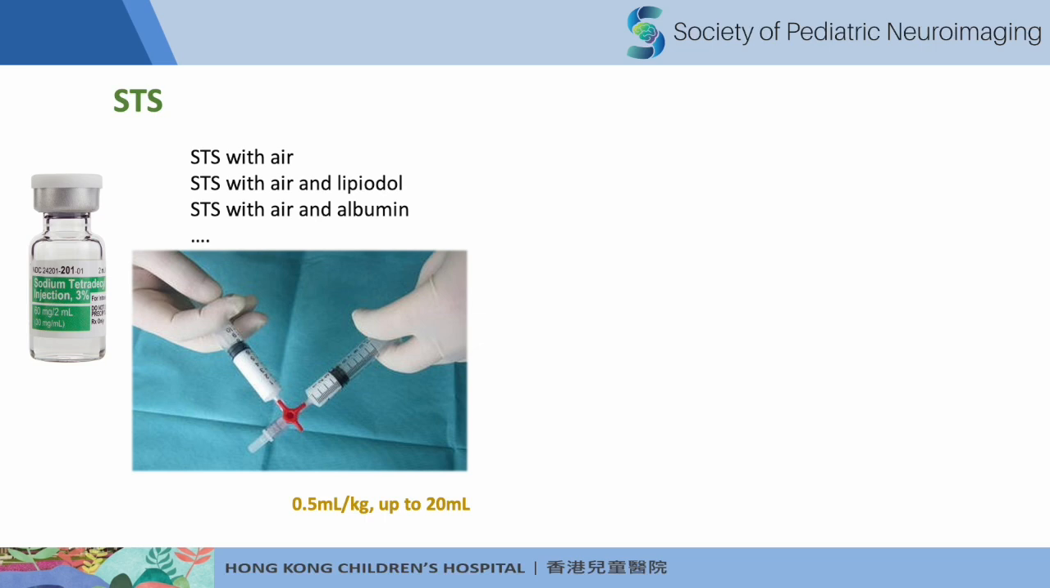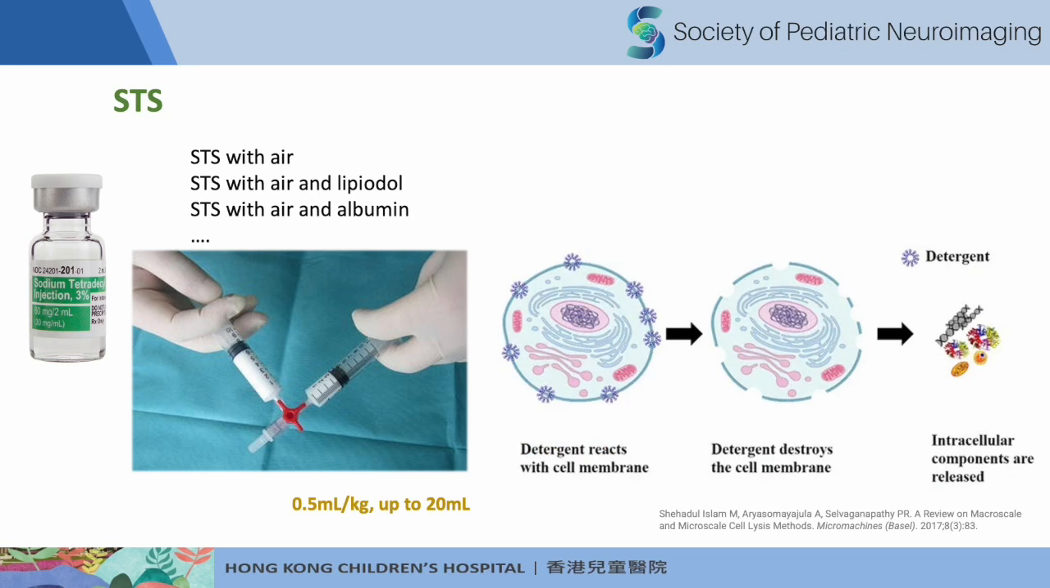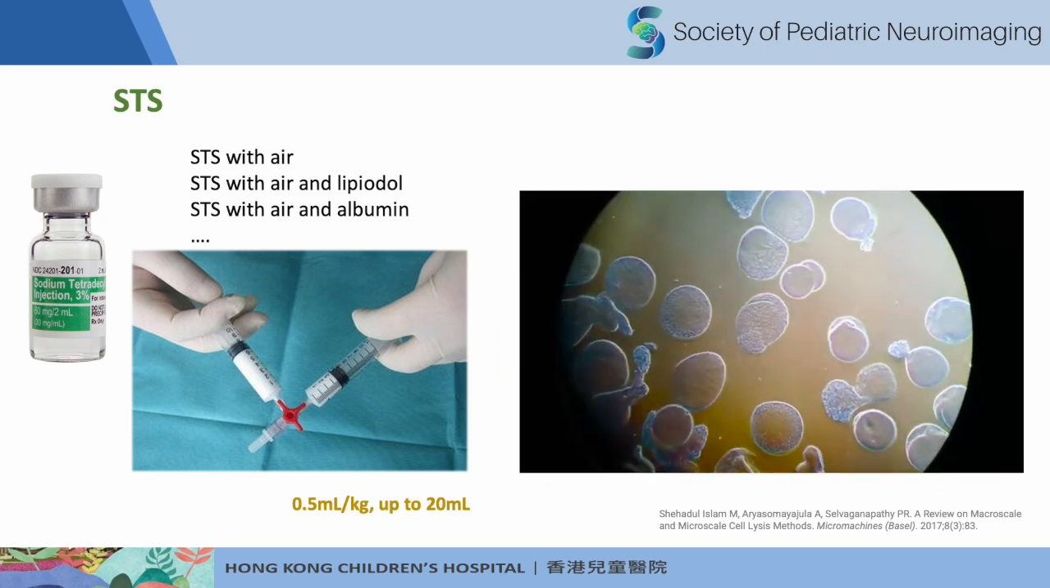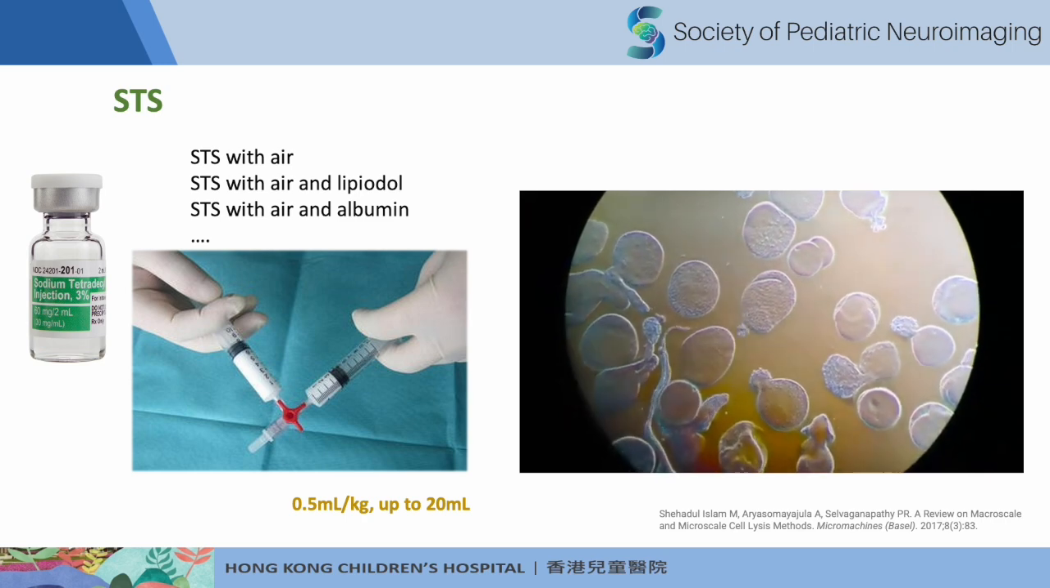STS again is an extremely commonly used sclerosant, and there are just so many ways to mix it. The idea of mixing into a foam would increase the surface area in the patient, and you can use up to 20 ml of foam. So the detergent would react with the cell membrane, destroy the cell membrane, and cause immediate cellular lysis, such as this.